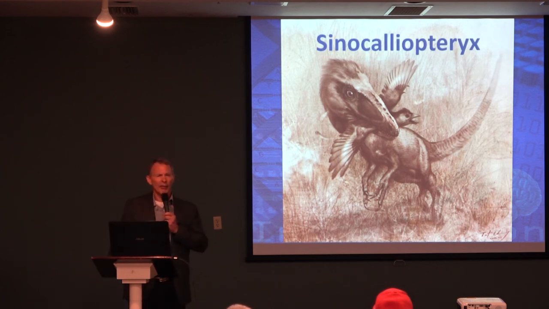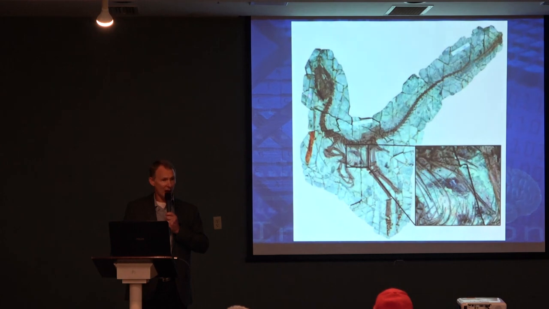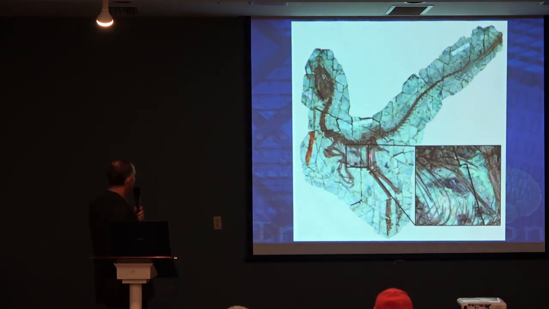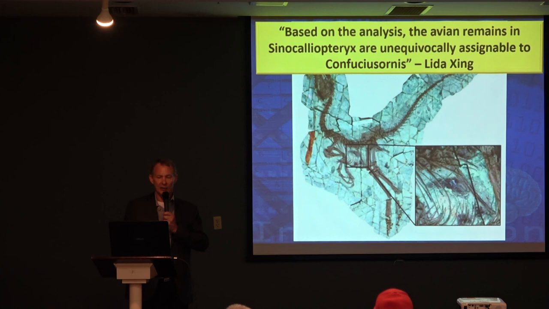If you're thinking, that sounds like a problem for dinosaur to bird evolution, you're probably right. How do you know that it ate birds? Well, this is the actual fossil that they found, and you can see here in the blow-up, there are actually three birds that were discovered in the stomach of this dinosaur. The ones that actually studied this fossil wrote a paper, and here's their quote. Based on the analysis, the avian remains, the bird remains, in the Sinocalliopteryx are unequivocally assignable to Confucius sordus, the bird.